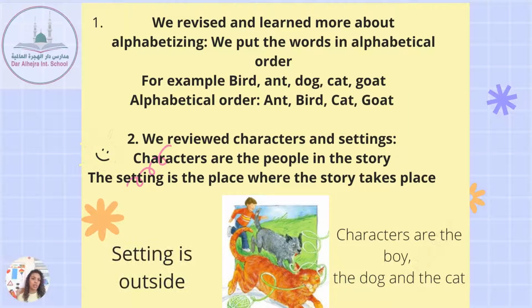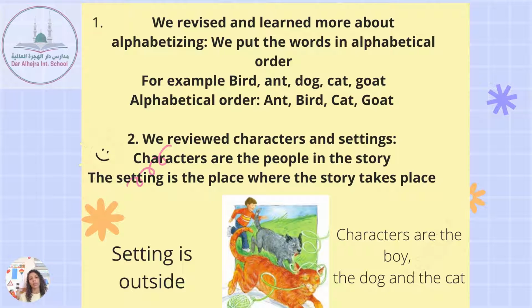We also reviewed and learned about alphabetizing. We put words in alphabetical order. So we learned, for example, bird, ant, dog, cat, goat. We learned how to put them in alphabetical order, which was ant, bird, cat, dog, and goat.